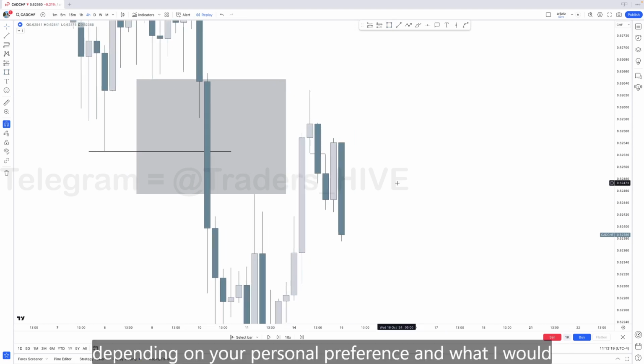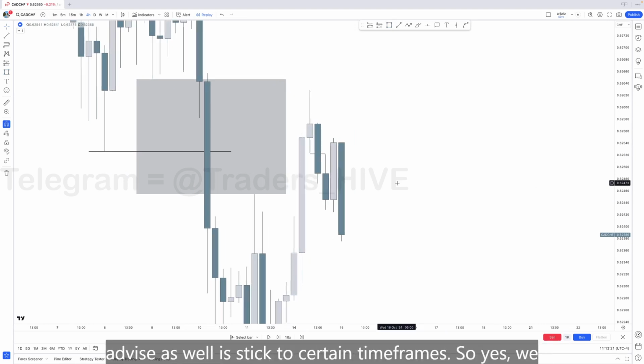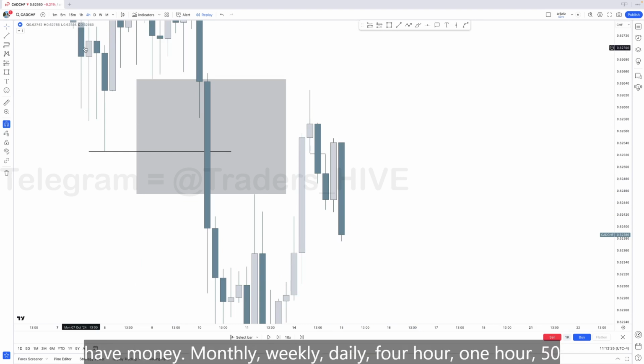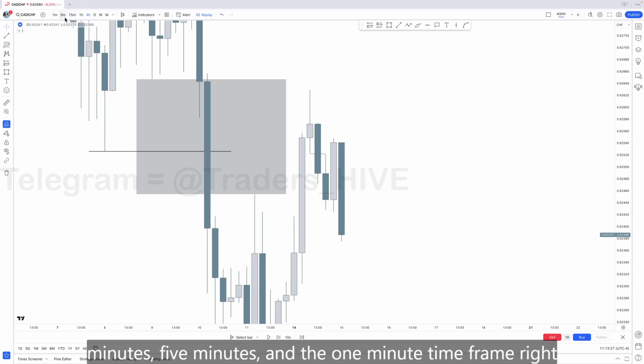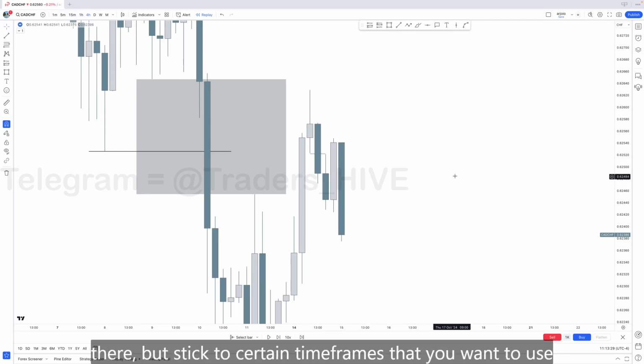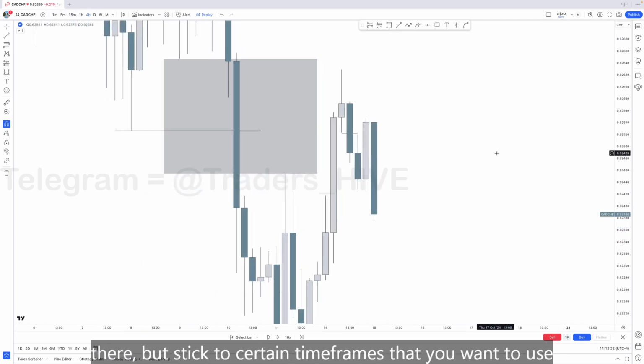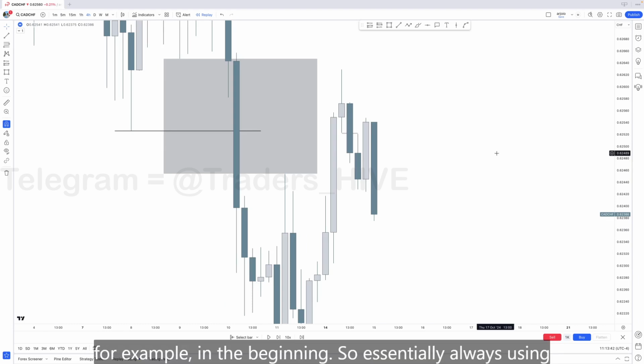But again, depending on your personal preference, and what I would advise as well is stick to certain time frames. So yes, we have monthly, weekly, daily, 4 hour, 1 hour, 50 minute, 5 minute, and the 1 minute time frame right there. But stick to certain time frames that you want to use consistently. And what I mean by that is stick to, okay, I would always like to see 15 minute or 5 minute entries, for example, in the beginning. So essentially always using 4 hour and daily context time frames right there at first.